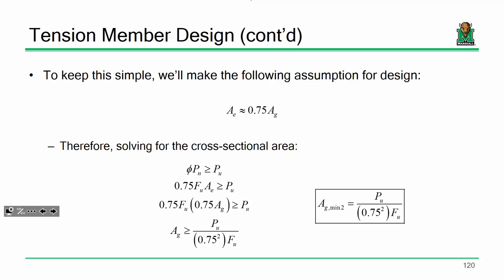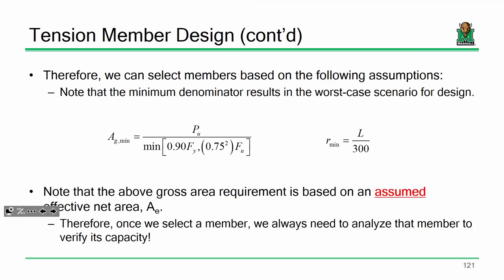Sound good? So I propose that another gross area requirement that we can compute is our load divided by Fu times 0.75 squared, okay? Now again, there's a lot of assumptions going into this. That's why when you pick a member, it's a trial shape and you have to go and check it. So far, so good? Any questions?